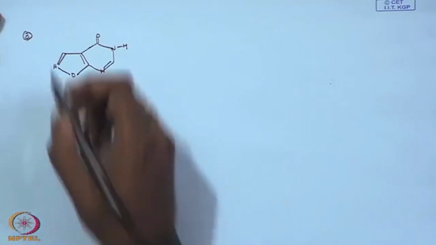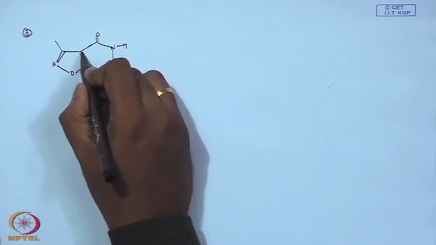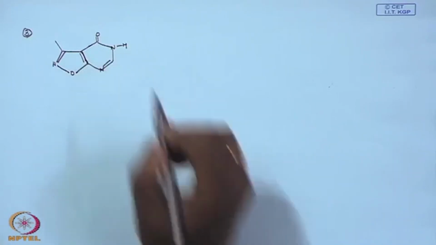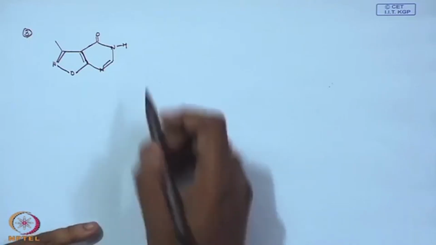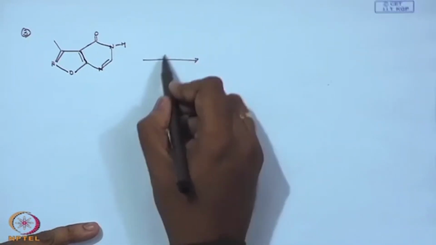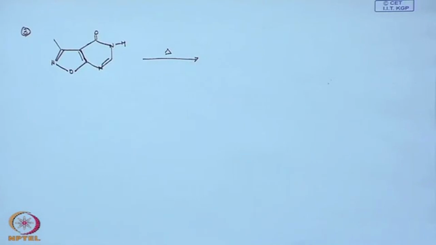Taking a system like this. Okay, it's a 6 member ring. Now I am saying that I am taking this starting material and I am heating it. Now tell me what comes to your mind immediately. What are you going to expect from this once I heat this? Anything comes to your mind immediately?